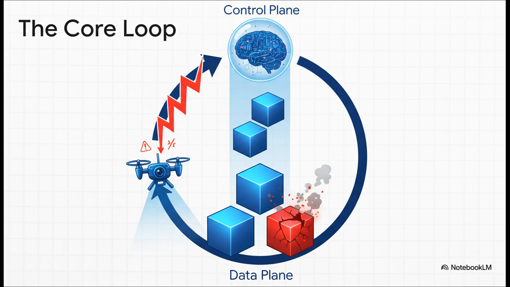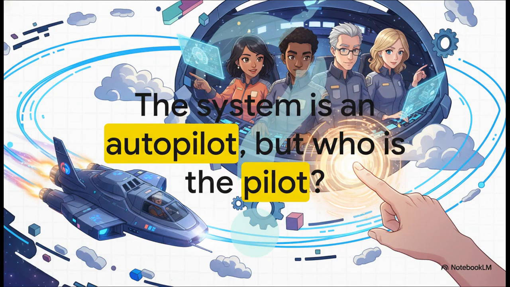If a pod dies, a controller sees it and instantly starts the process to replace it. This is the heart of Kubernetes' self-healing, automated power. Which brings us to one final thought. We've seen how this system is an incredible autopilot, always correcting its course to get to the destination. But every autopilot needs a pilot to tell it where to go in the first place. So if Kubernetes is the autopilot, who's the pilot?